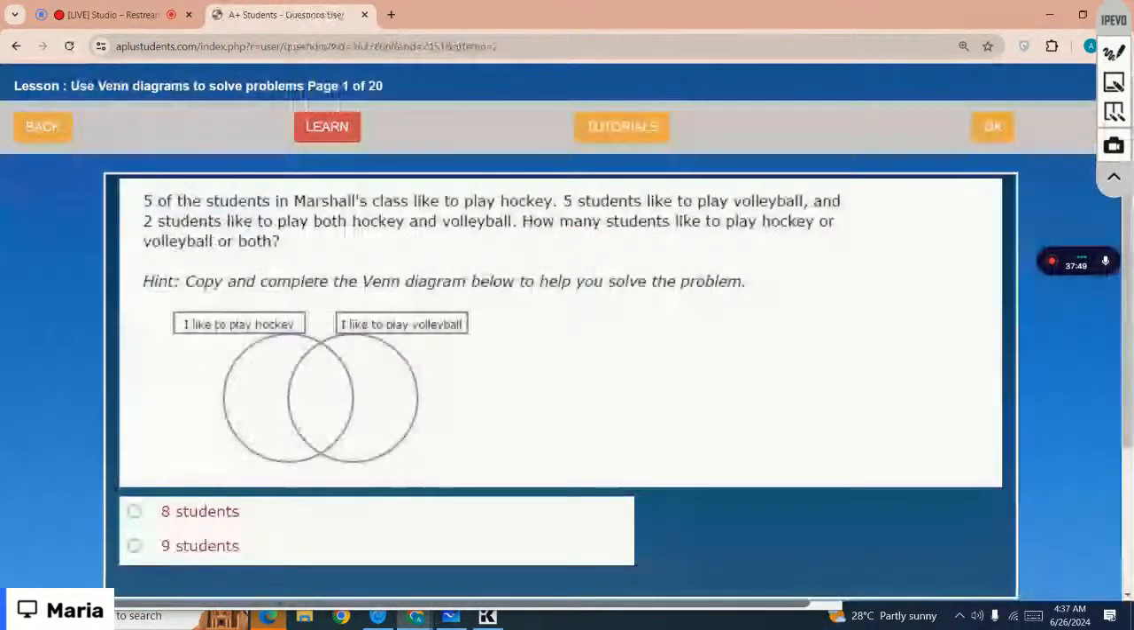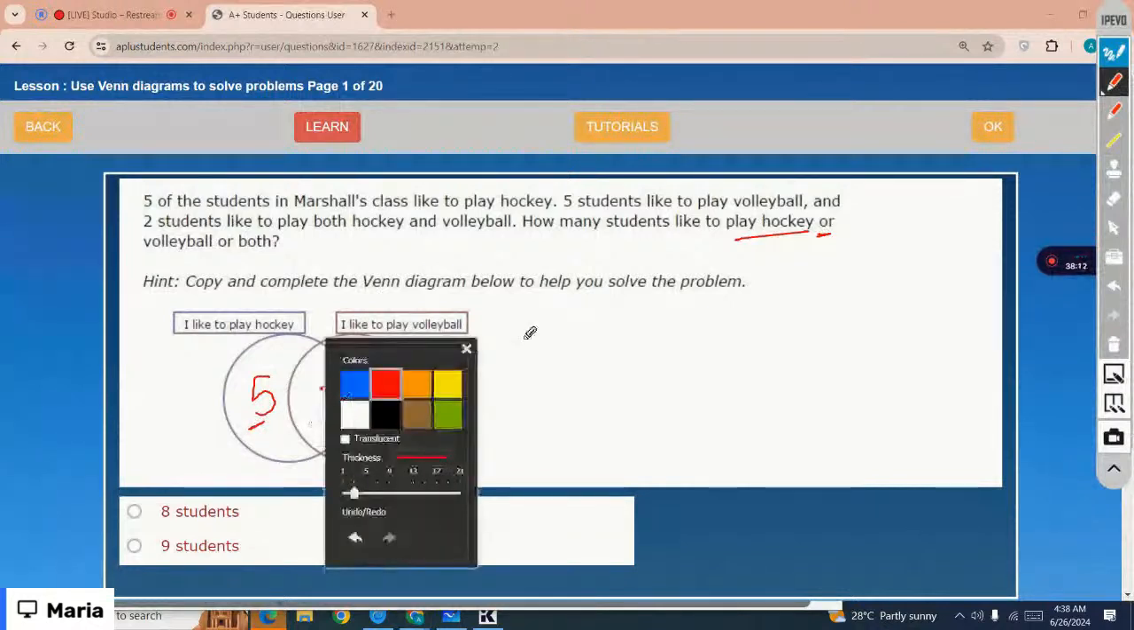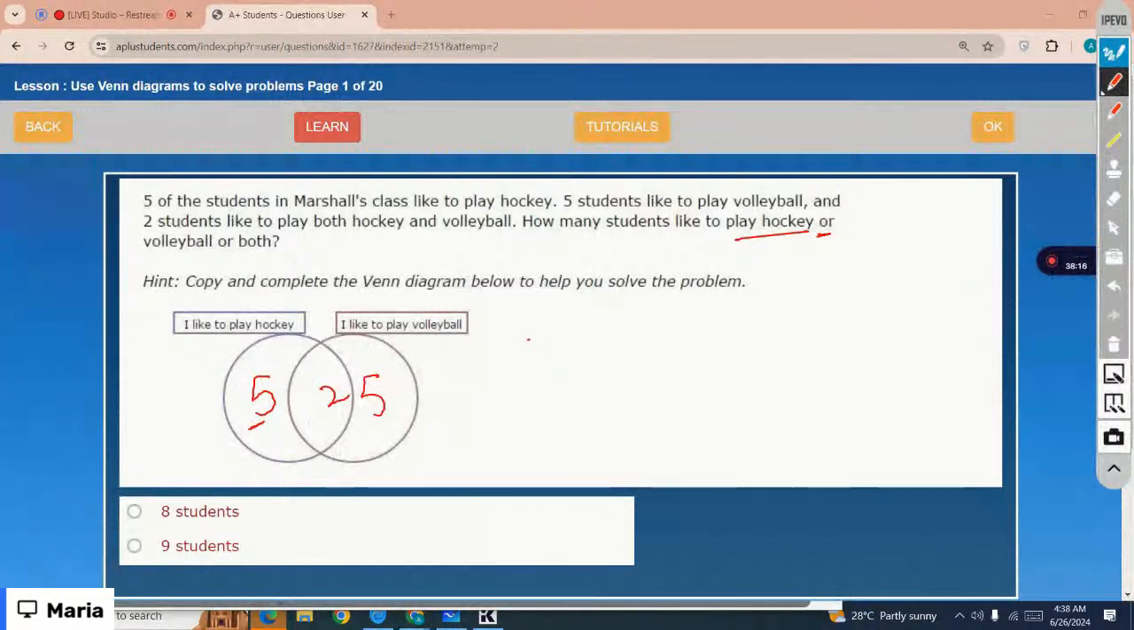5 of the students in the class like to play hockey only. 5 students like to play volleyball, and 2 students like to play both hockey and volleyball. How many students like to play hockey or volleyball? Here is the hockey one, and here is the volleyball one. Which is the correct option?